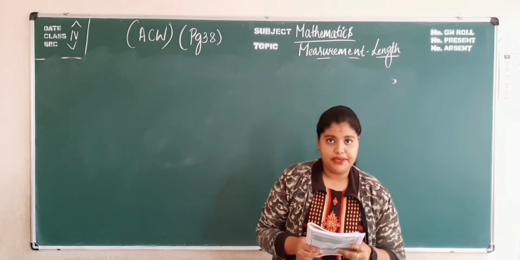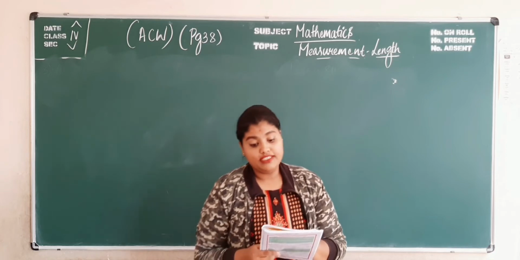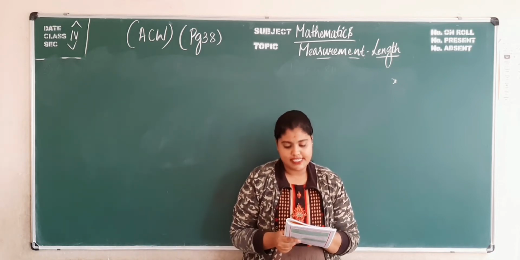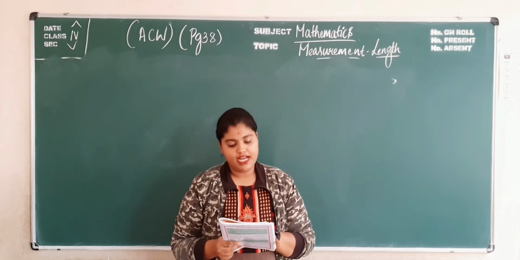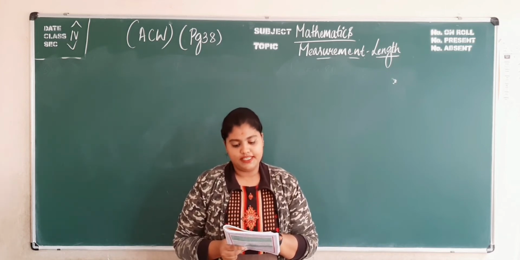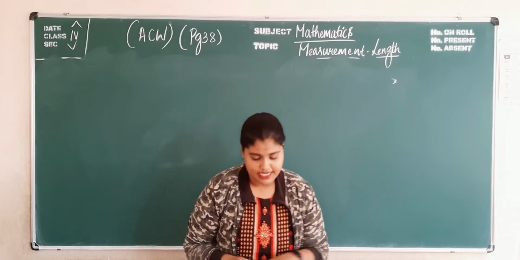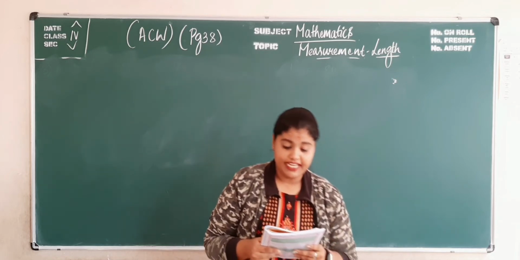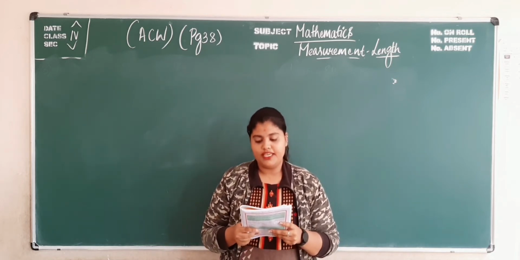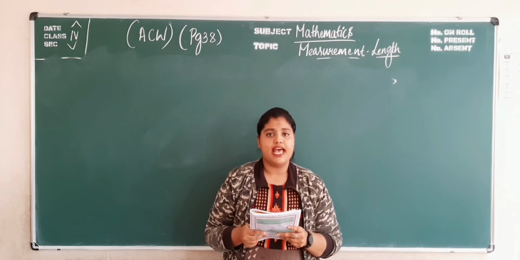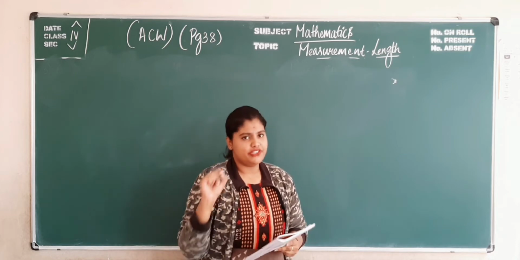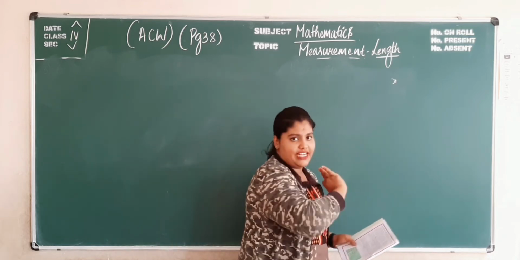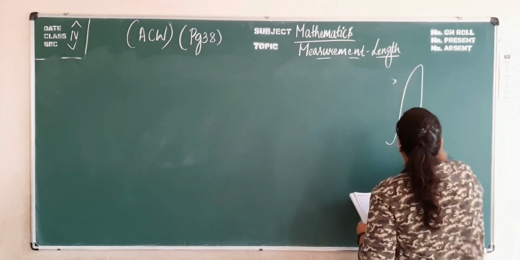A hill climber climbs 475 meter 60 centimeter in the first attempt and 300 meter 40 centimeter in the second attempt. How much less height has he climbed in the second attempt than in the first attempt? So I will explain this question. This question is a little bit different. So no need of writing this, just understand.